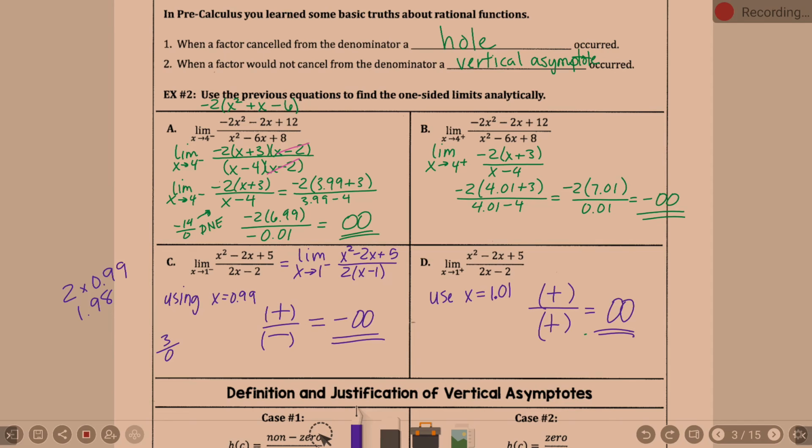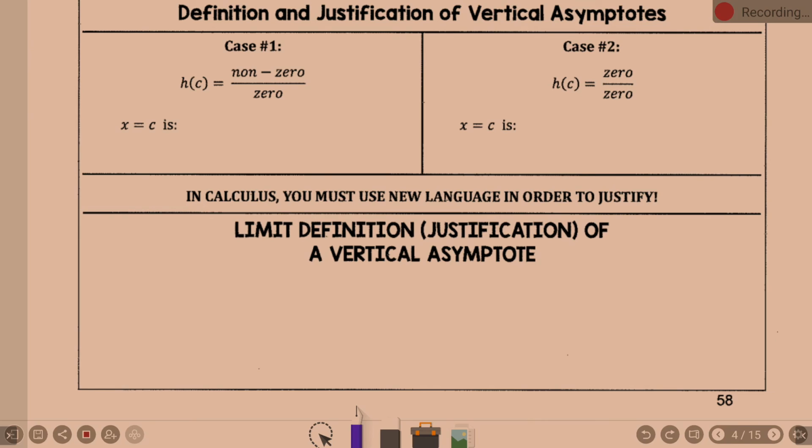Okay. So, definition, justification of vertical asymptotes. First of all, case one, if you have a non-zero number divided by a zero, something like the 3 divided by 0, the negative 14 divided by 0 that we were just working with. What is occurring there? That is a vertical asymptote. Those are where vertical asymptotes happen. Does it approach positive or negative infinity?